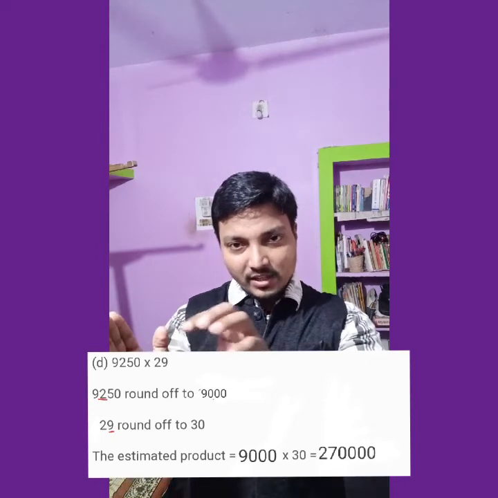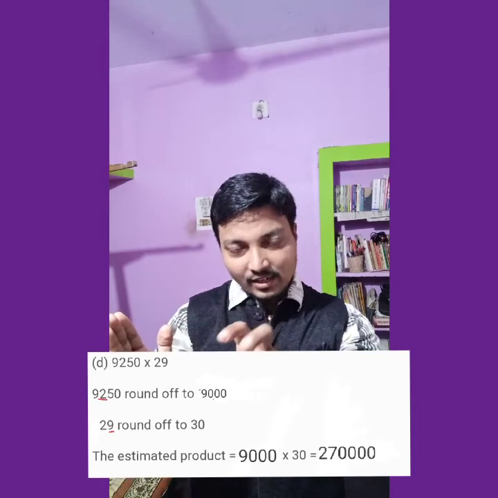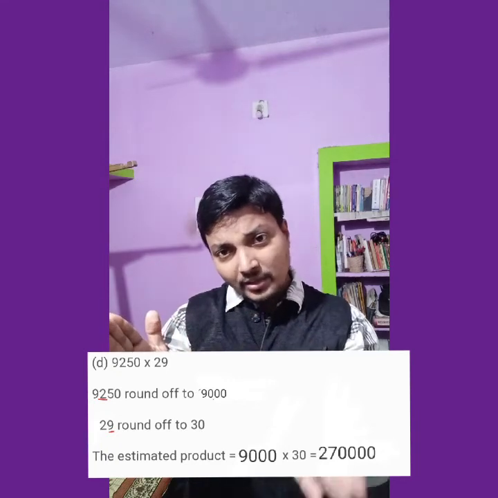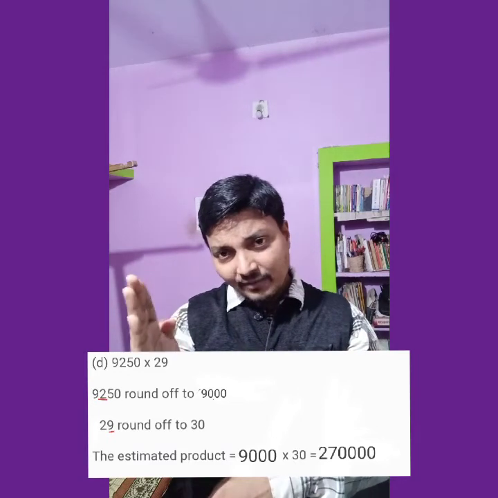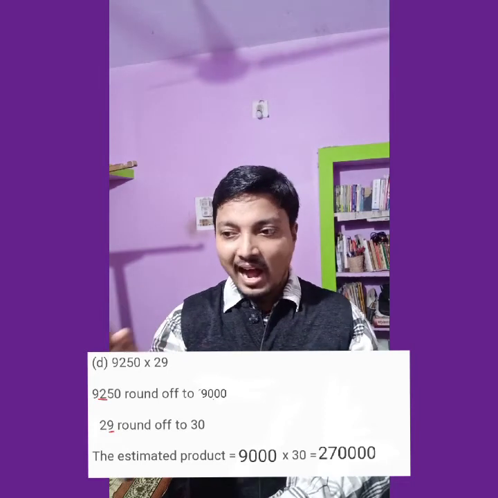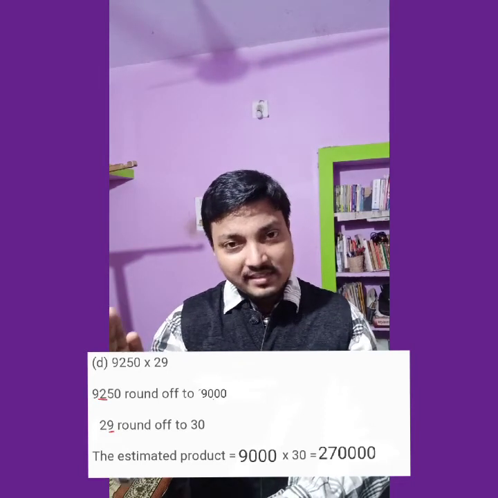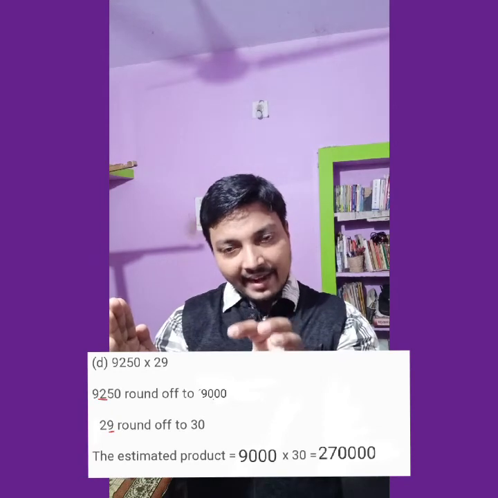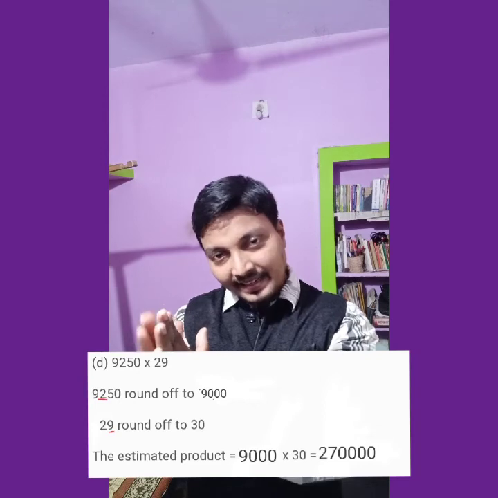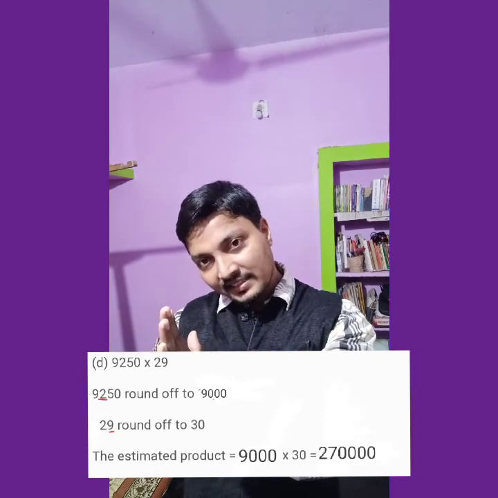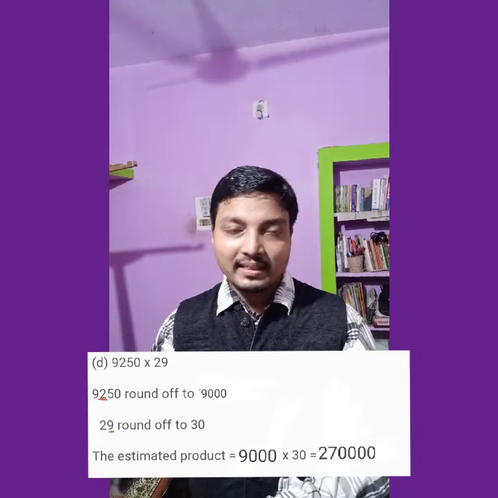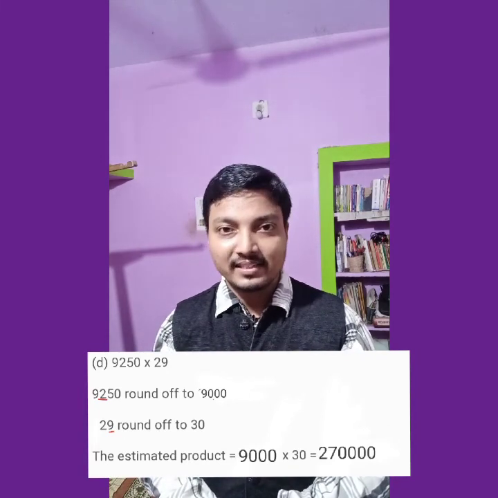So what about the previous number? The previous is 9, so 9 will remain the same. If it is 5 or more than 5, then the previous should be replaced by the next. Otherwise, if it is less than 5, the previous one will remain the same. As it is 2, which is less than 5, the previous one, 9, should remain 9. And all the digits after that should be replaced by 0. It means 9 followed by 3 zeros, which is 9,000.